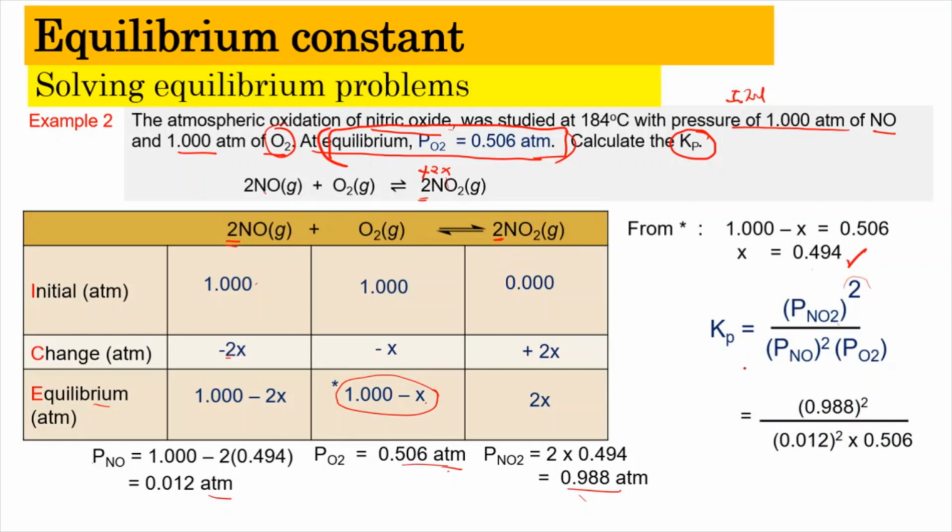So PnO2, which is 0.988 to the power of 2, divided by PnO, which is 0.012 to the power of 2. So do not forget the power here. And then the oxygen, which is 0.506. So once we do the maths, we're going to get the Kp value to be 1.34 times 10 to the power of 4 without any unit, because Kp is treated to be dimensionless. Okay, so it has no unit.